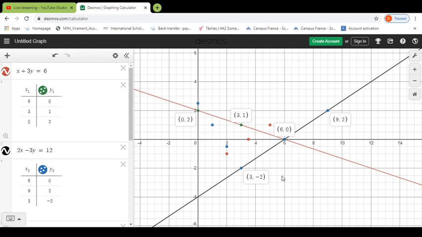Please have a look, and I hope this is clear for you, because in today's homework you will be doing this graph plotting. If you have any problem, then let me know through your chat.